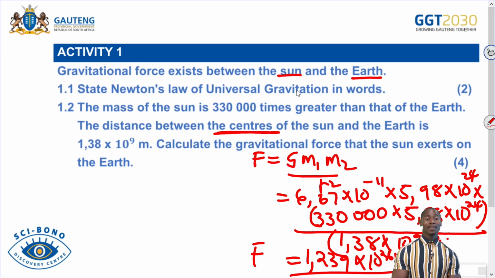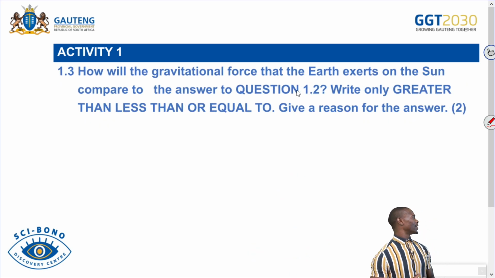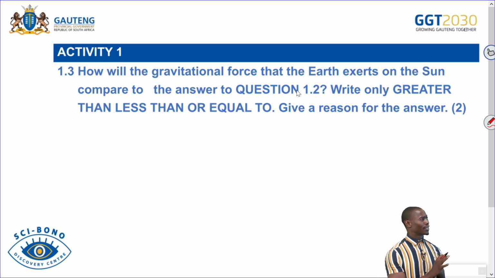So what is important here is to know that when we are dealing with planet Earth, we are given the gravitational acceleration, which is 9.8 meters per second squared. We are also given the mass of it, which is 5.98 times 10 to the power 24. We are also given the radius of it, which is 6.38 times 10 to the power 6 meters.